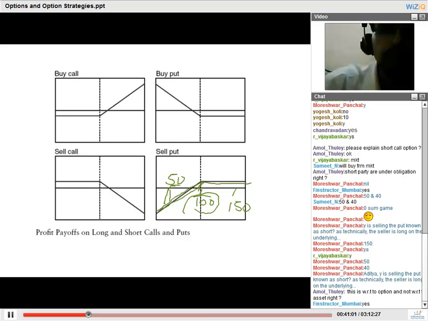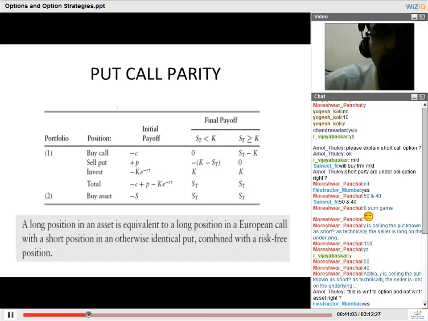So guys, see the two portfolios on the slide in front of you. How did I think of these portfolios? I just dreamt of it. This is just one way of proving the put-call parity. It can be proved in many ways.